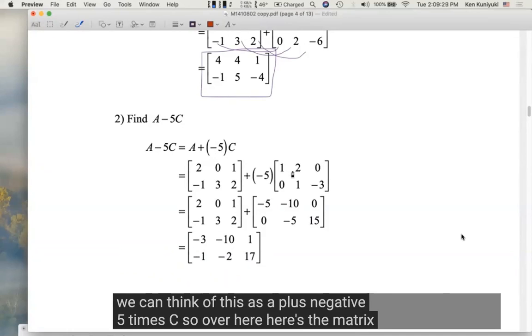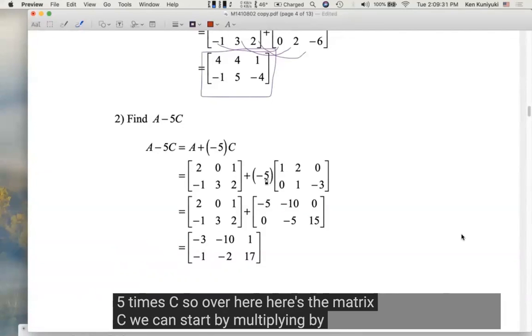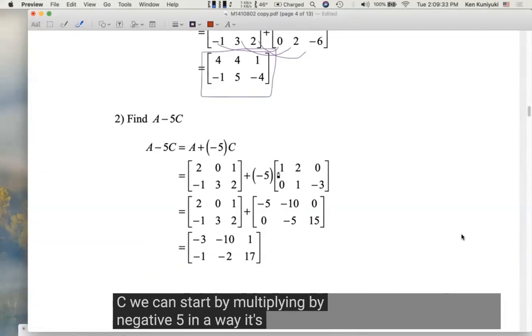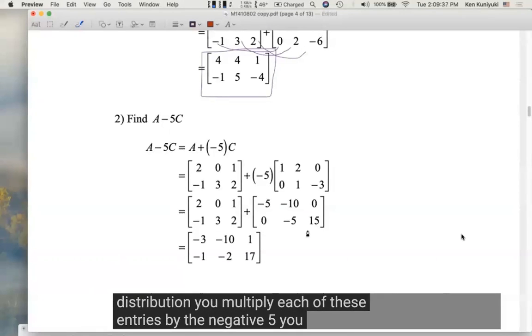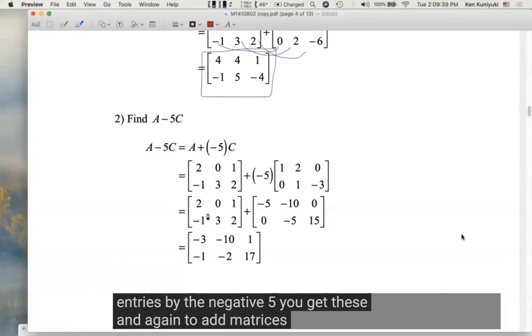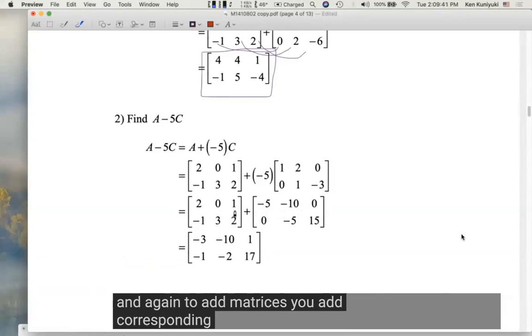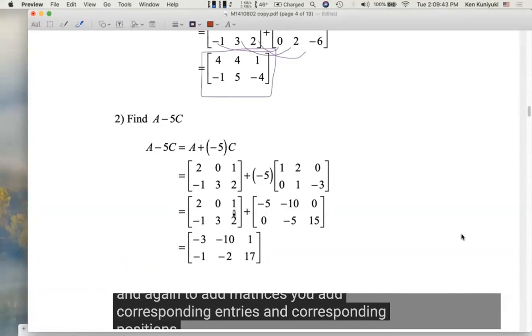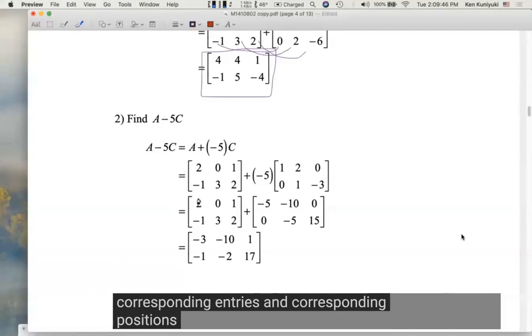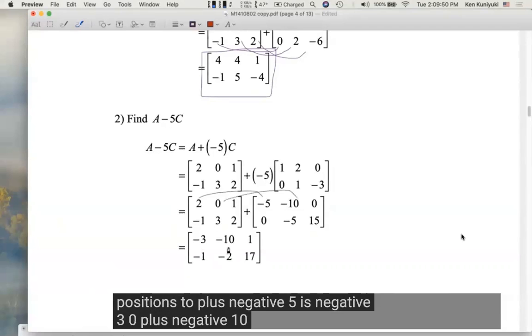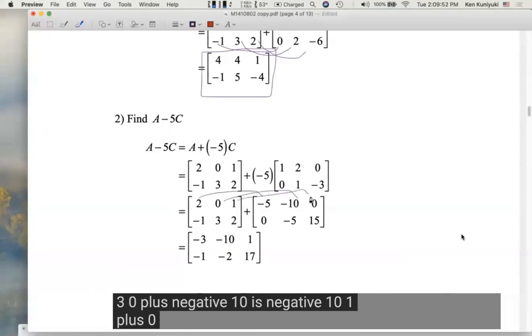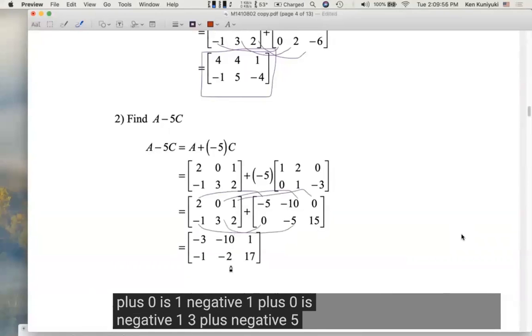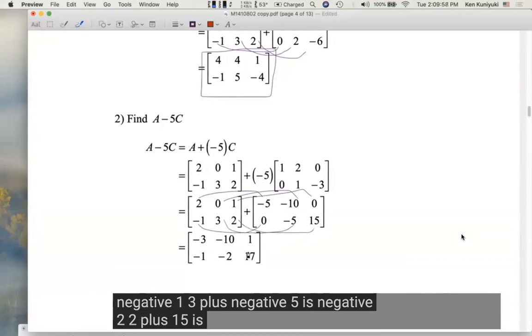So over here, here's the matrix C. We can start by multiplying by -5. In a way, it's kind of a distribution. You multiply each of these entries by -5, you get these. And again, to add matrices, you add entries in corresponding positions. 2 plus -5 is -3, 0 plus -10 is -10, 1 plus 0 is 1, -1 plus 0 is -1, 3 plus -5 is -2, 2 plus 15 is 17.